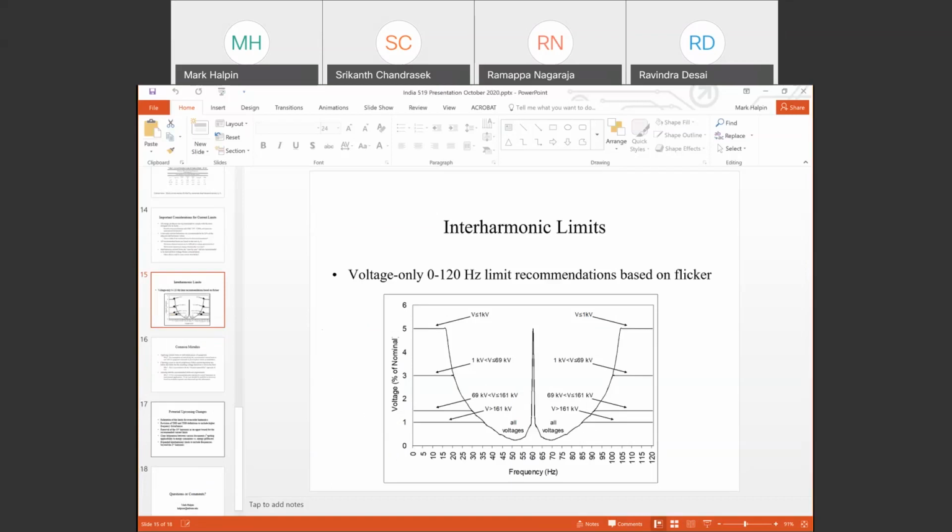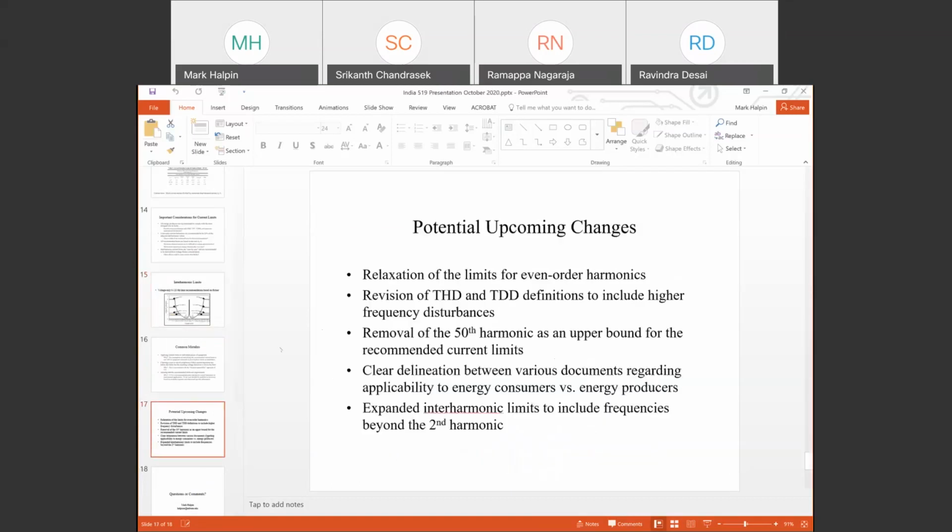So I want to skip ahead now to wrap this up and let you know about the potential upcoming changes. One thing that we're going to do is relax the limits for even order harmonics. We're considering changing the definition of THD and TDD in order to include higher frequency disturbances to try to take into account more modern electronic equipment. We're probably going to remove the 50th harmonic as an upper bound. And again, for the same reason, to try to take into account the actual behavior of modern high frequency switching equipment.